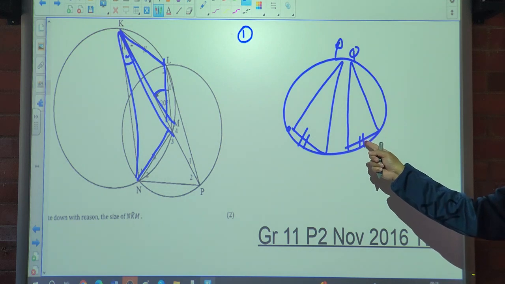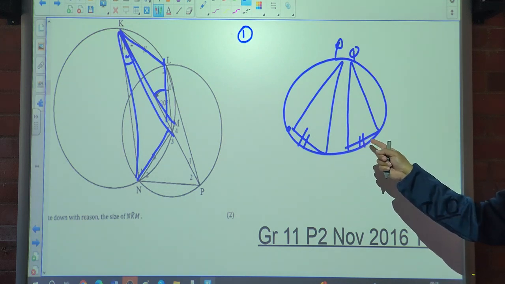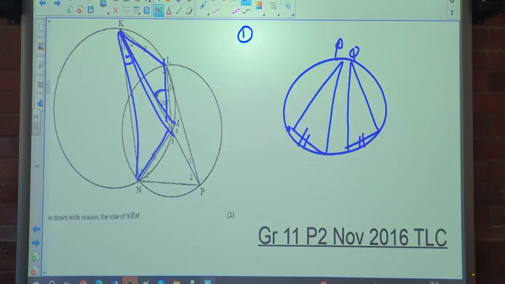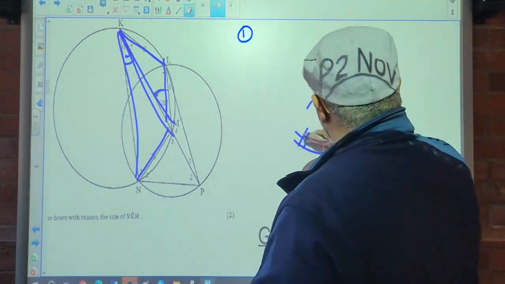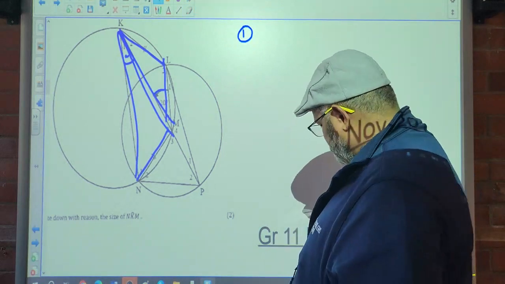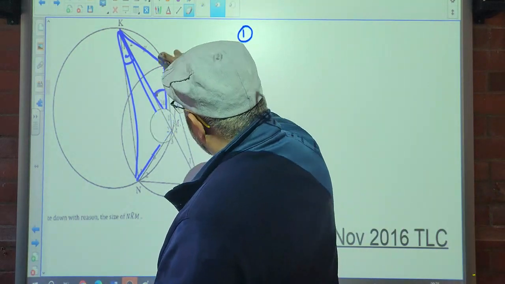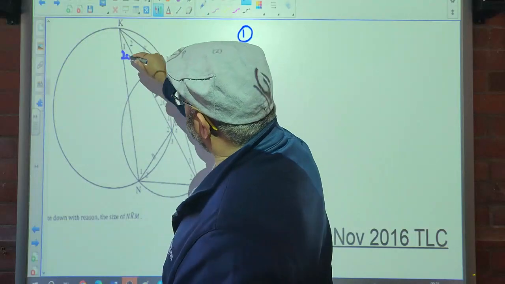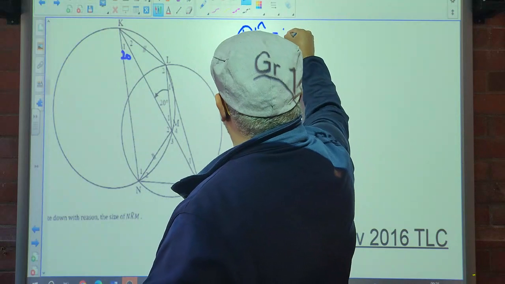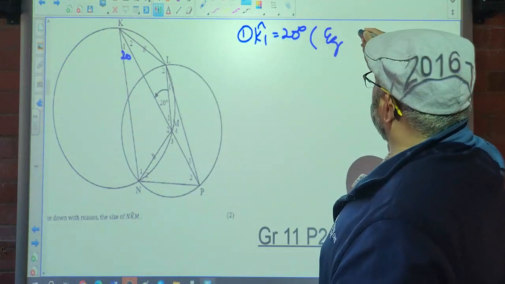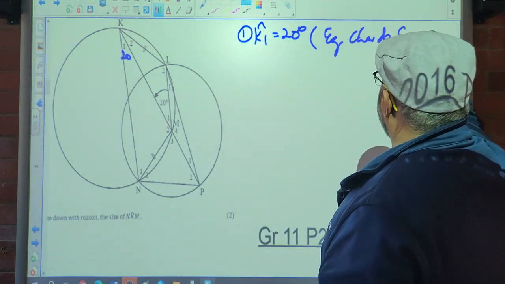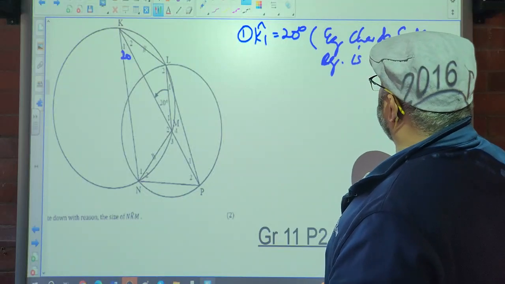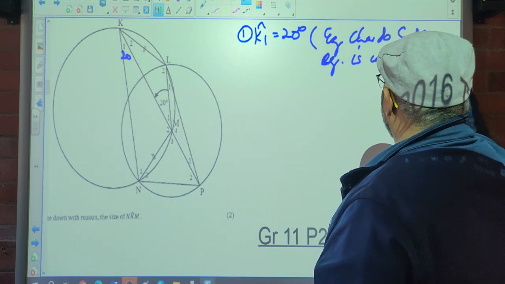Equal lengths subtend equal angles on the same side. Equal lengths subtend equal angles on the same side. So that is 20 degrees. So you say K1 is equal to 20 degrees. Equal chords subtend equal angles on the same side.